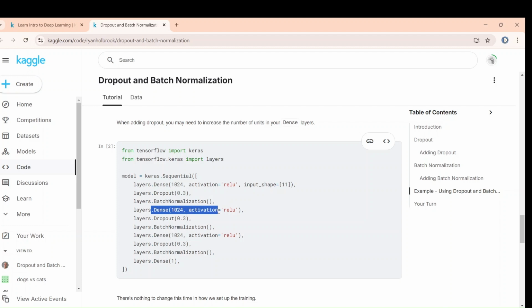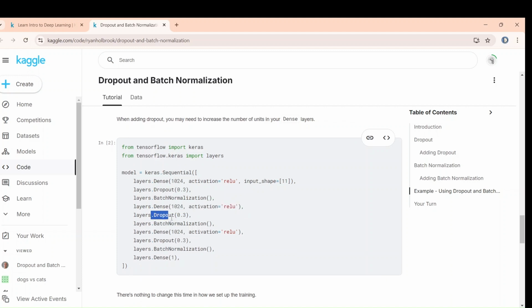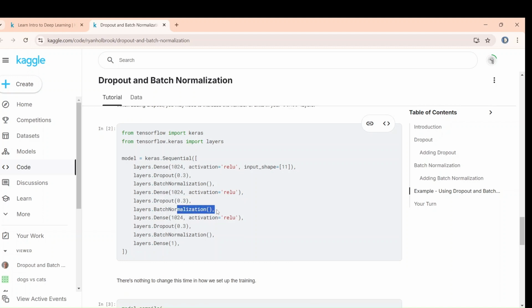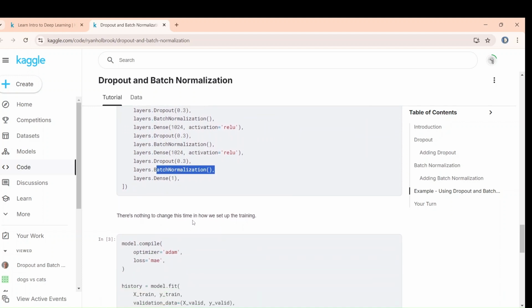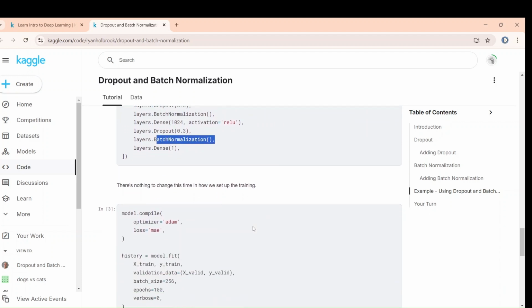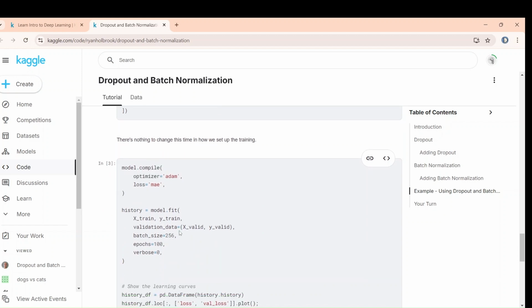Next, again another layer. So the normalized output is going as an input for this layer. Again, you are dropping out some portions, and you are using batch normalization. Next layer, you are using dropout and batch normalization again. There's nothing to change this time in how we set up the training. Obviously, you used Adam before, and they have used that only.